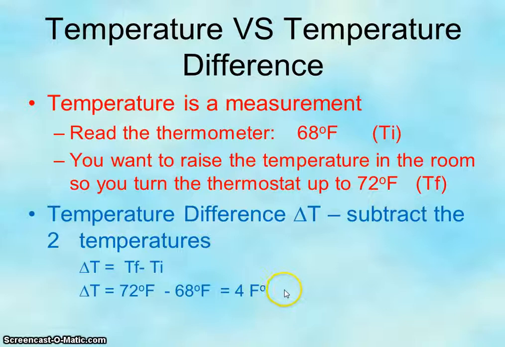Now what I want you to notice is something here. Look at the degrees. This is not a typo. Notice that the degree symbol is after the Fahrenheit. When you see this here, that means that there is a temperature difference. That means that you've already subtracted 2 temperatures.